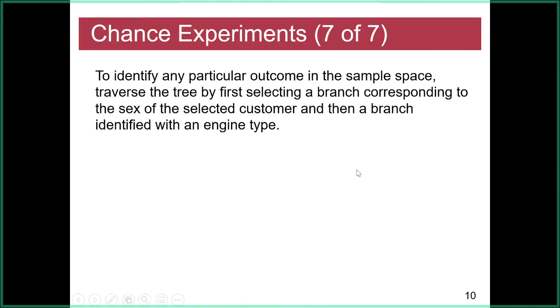So to identify any particular outcome in the sample space, you just go through those branches in the tree, like we said, from the trunk out to the end of the branch, and it'll identify gender and type of engine.